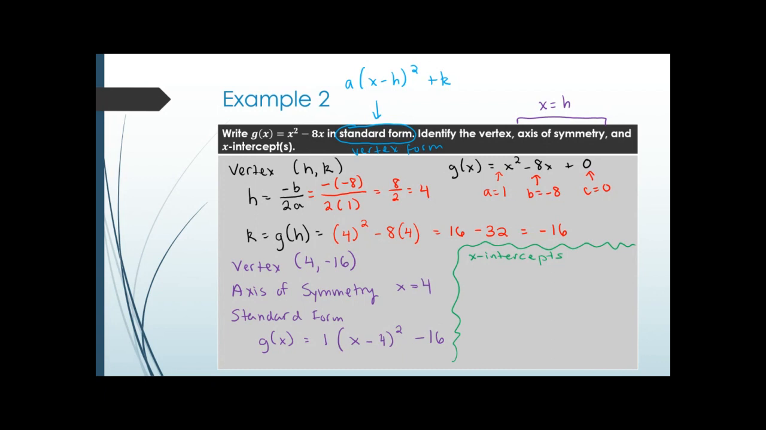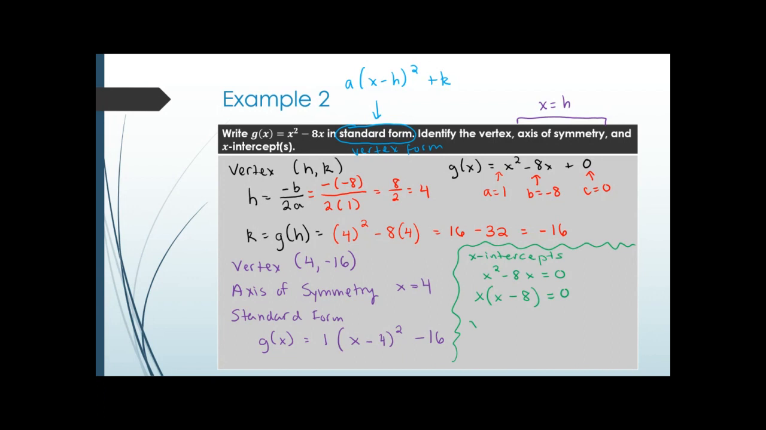So I've demonstrated the vertex. Now the x-intercepts, you set your equation equal to 0. So we have x squared minus 8x equal to 0. Now, because we don't have a c value, I don't have to use the quadratic formula. I can actually just factor, because on the left I can factor out an x. So that would leave me with another x. Then I remove the x and I get minus 8 there. So I've just factored the left side.